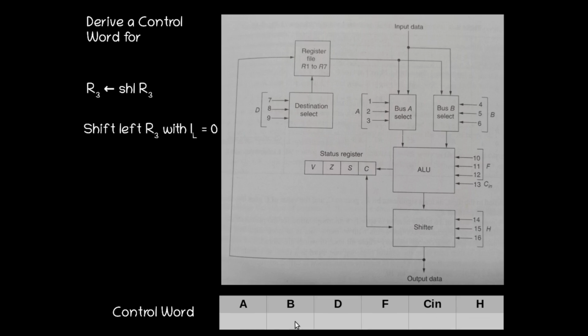And another micro operation is R3 gets shift left R3. Shift left R3 with IL equal to 0. This is the case. SHL R3 means shift left R3 with IL equal to 0.